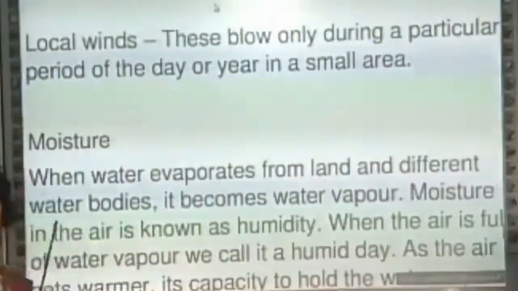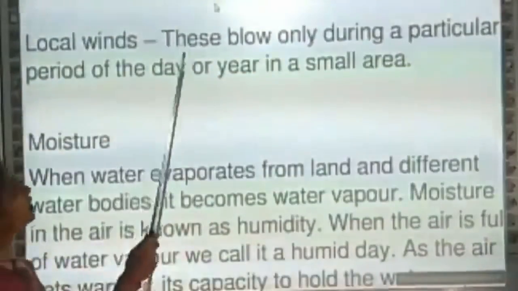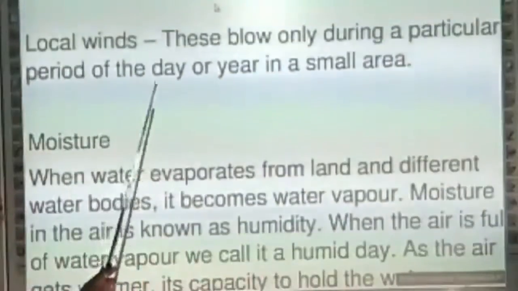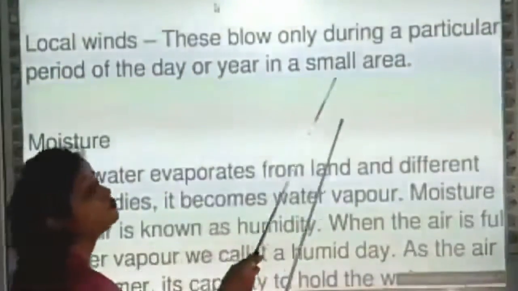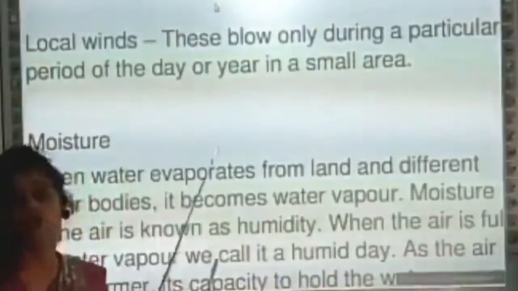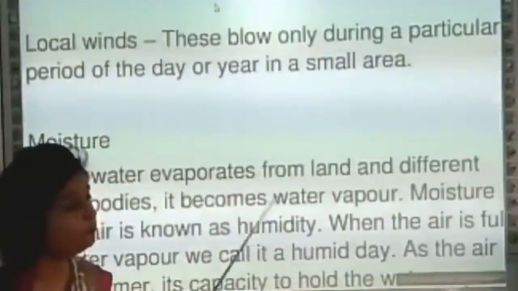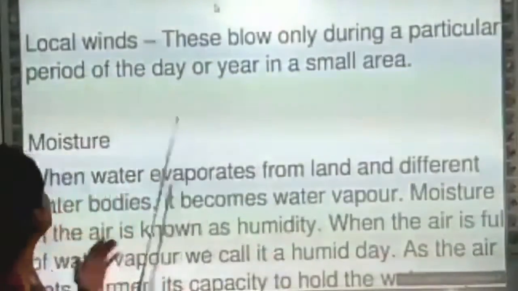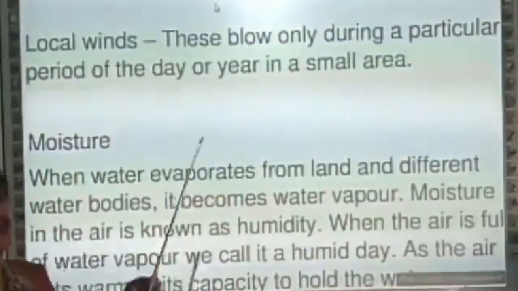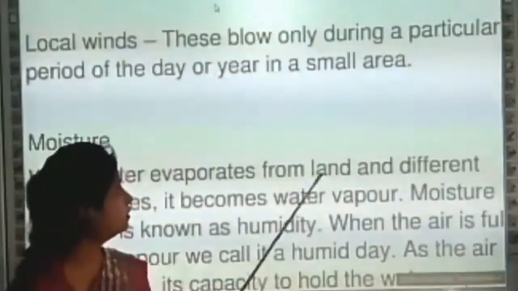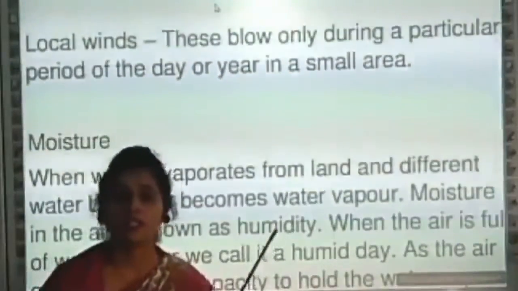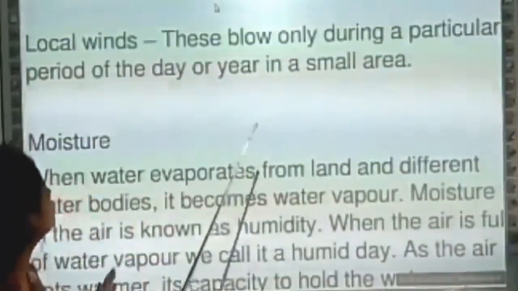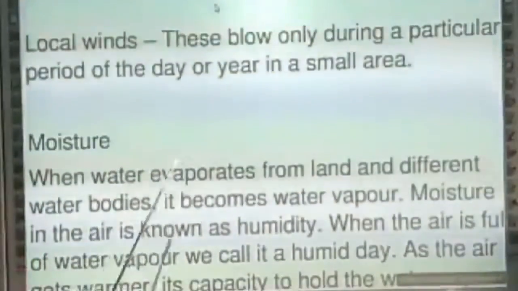Now we are discussing local winds. These blow only during a particular period of the day or a year, in a small area. Local wind means a small area. That wind blows in a particular season, at a particular time in a year, and only over small areas. So we call these the local winds.